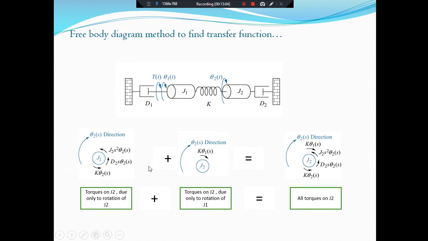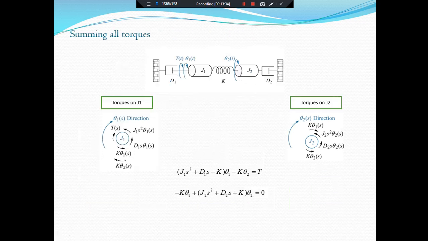Now we'll combine these two diagrams: this one, torque on J2 due to the motion of J2, and torque on J2 due to only the rotation of J1. We will combine these two and we will get this resultant. Okay, the direction of angular displacement is clockwise, and the direction of K theta 1 is also clockwise, while the direction of other forces on J2 is anti-clockwise. Now we can write the equation by using these two diagrams.